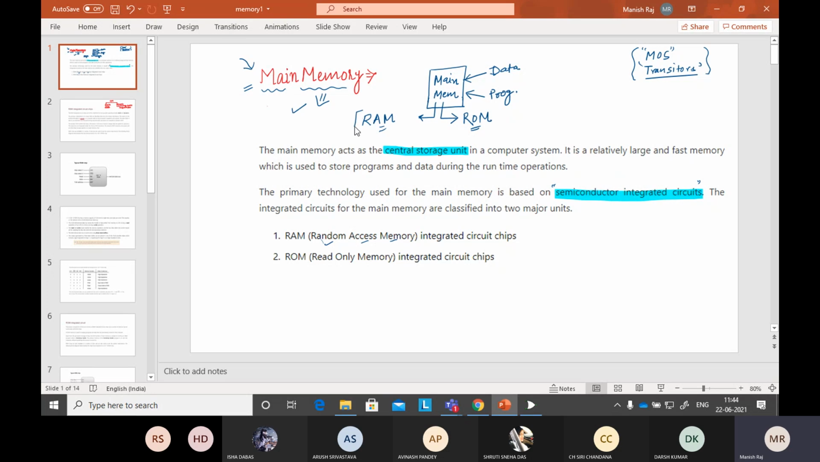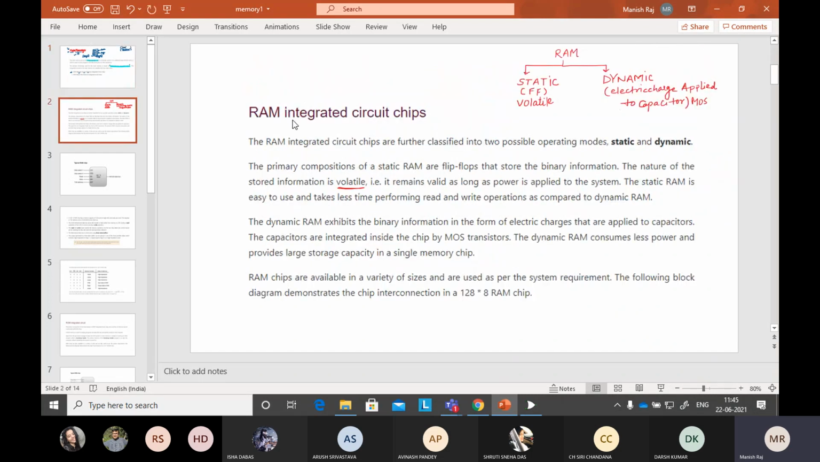One by one we will discuss the advantages and characteristics of RAM and ROM. First we will discuss RAM: what it is, what its structure is, and how we do read and write operations in the RAM. So we have the main memory, which we can divide into two parts, RAM and ROM.